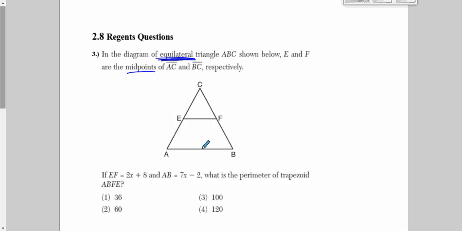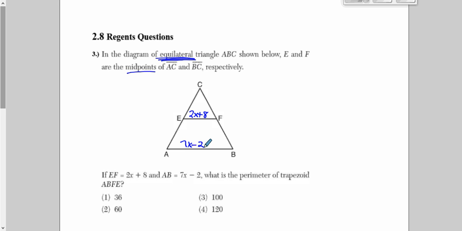Parallel won't help us so much here. Did anybody label what they said in the diagram? That would be helpful, wouldn't it? EF is, and the other one, AB, is 7x minus 2. They want the perimeter. So the perimeter of the trapezoid. That's a triangle. Oh, no, it's a trapezoid. By the way, it's also an equilateral triangle.